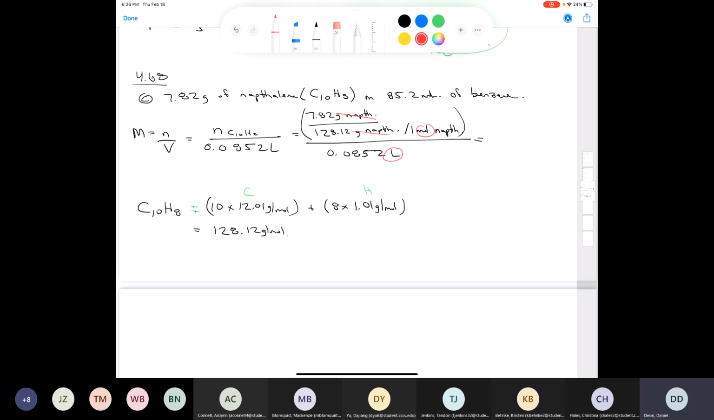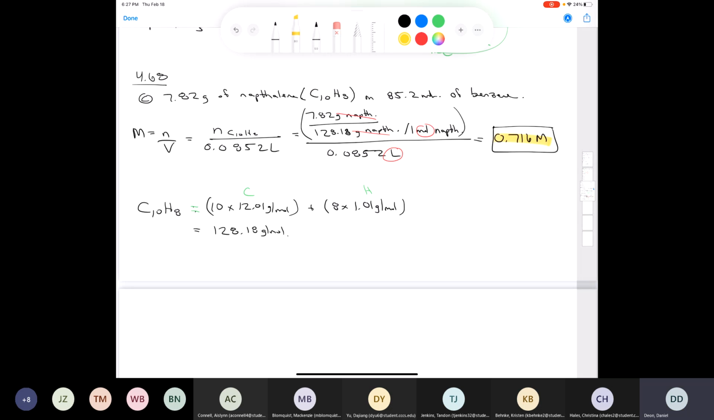So 7.82 divided by 128.1. There we go. No, hold on. Did I write 128.12? Let me double check that. 120.1 plus 8.0. Yeah, it should be 128.18. There we go. Anyhow, it's fixed now. So when you put all that in your calculator, you should end up with 0.716 molar naphthalene. And so that is our final answer, calculating a concentration.